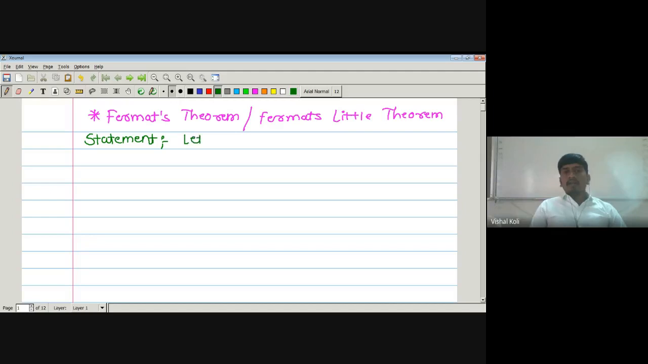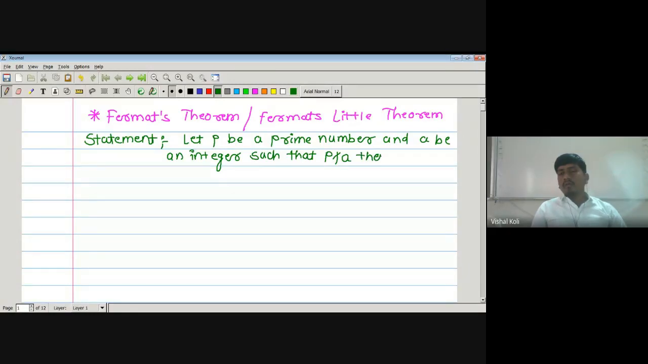Let P be a prime number and A be any integer such that P does not divide A, then we have to prove that A to the power P minus 1 is congruent to 1 modulo P. That is, Fermat's theorem states that if P is any prime number and A is any integer such that P does not divide A, that is, GCD of P and A is equal to 1, then A to the power P minus 1 is congruent to 1 modulo P.